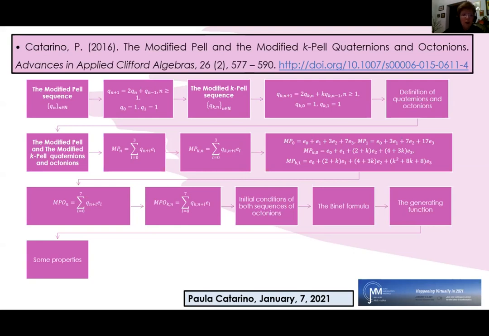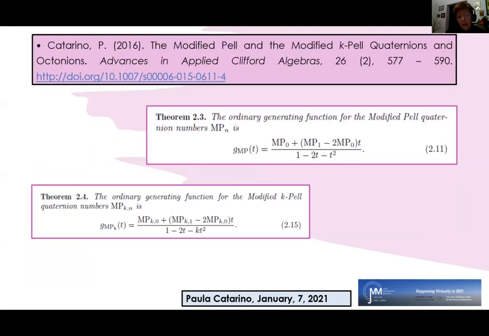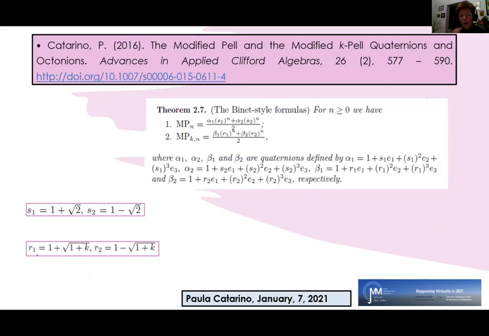Also, the Binet formula, generating functions and some properties I have in this research. Here is the generating function of this sequence, and also the Binet formula of this sequence of quaternions. In this case, it involves, of course, the quaternions alpha 1 and alpha 2, given by these equalities here.